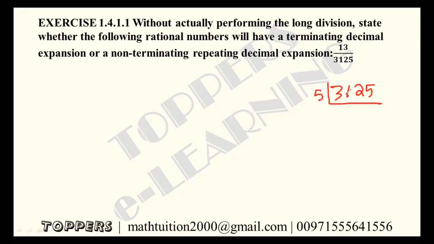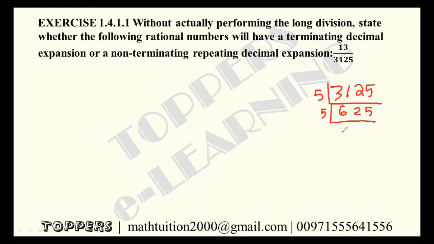In 31, how many times? 6 times. 6 fives are 30. Remaining 1. So take 1 here, with the 2 that makes 12. In 12, 2 times. 2 fives are 10. So remaining 2. So consider 25. In 25, 5 times. So 625 is divisible by 5 again. The prime factor is 5.